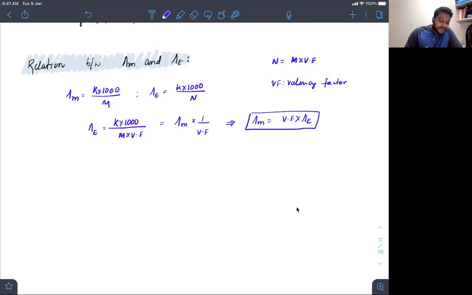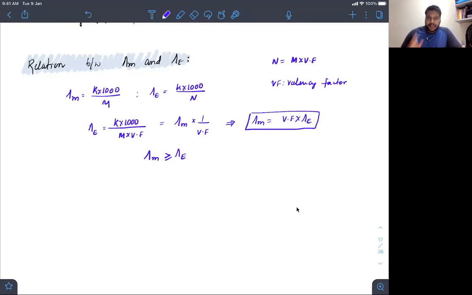You can see that valency factor, when it relates to ions, beta, will either be 1 or greater than 1 most of the time. Correct. There are no cases like disproportionation here. So it is simply a display of the number of ions. Therefore, in most cases, you will see lambda M value will be greater than or equal to lambda E. Either valency factor will be 1 or greater than 1.